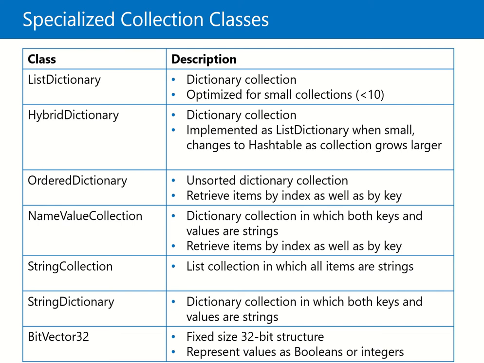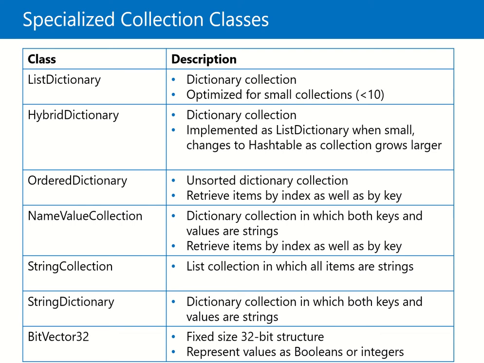HybridDictionary is actually a list dictionary implementation, it's just that you can't decide how big it will be. Once it grows larger, it will automatically change to the hash table type of class. So HybridDictionary is a combination of list dictionary and hash table.